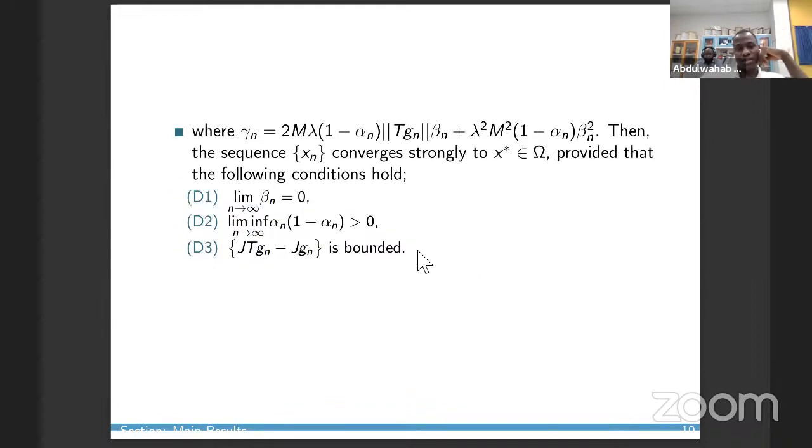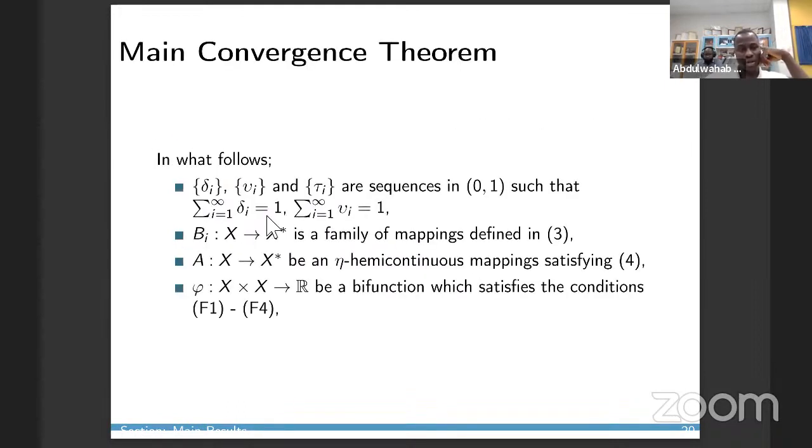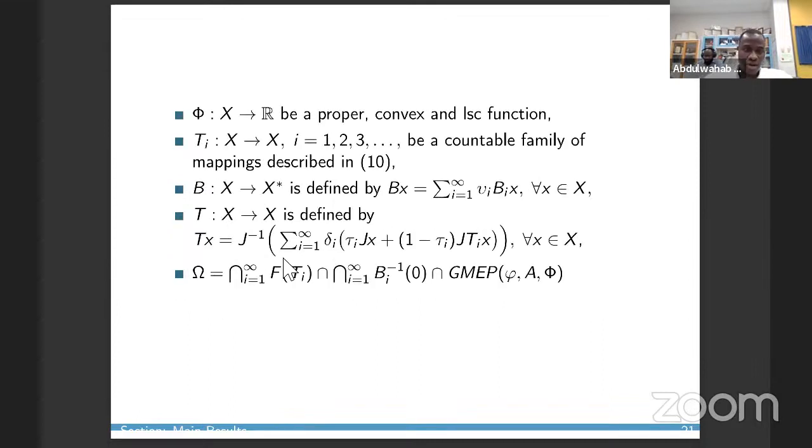So based on the result established from that particular lemma, we developed our main convergence theorem here. In what follows, delta i, beta i, tau i are sequences in this interval with this assumption. Bi is a countable family of mappings defined in 3, that is Bi is tau i inverse strongly monotone mappings. A is eta hemicontinuous mapping satisfying condition 4. Pi is a bifunction, which is assumed to satisfy conditions F1 to F4 up to this one. Omega is also assumed to be the intersection of the solution sets.